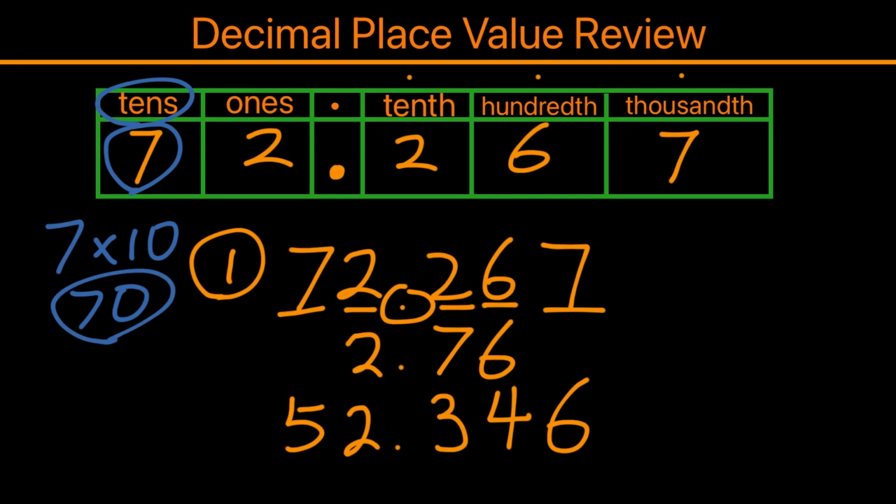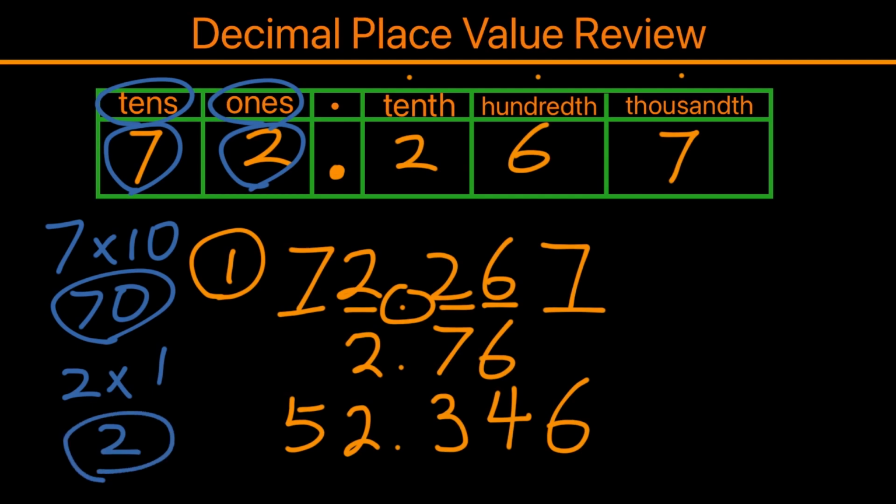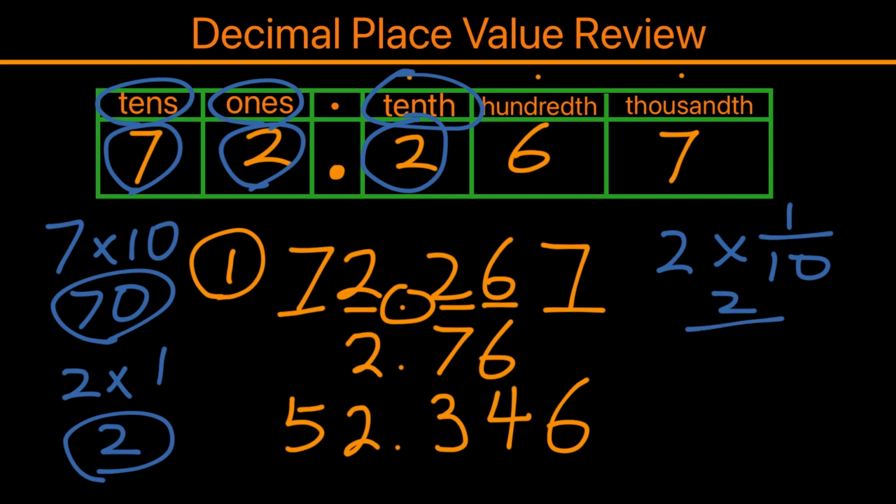Now the 2 in the ones position means that there's 2 of 1. And if you multiply them together, that's 2. So the 2 in the ones position means the value is 2. Now for the tenths position, this means that we have 2 quantity of 1/10. And if you multiply them together, that would become 2 over 10.